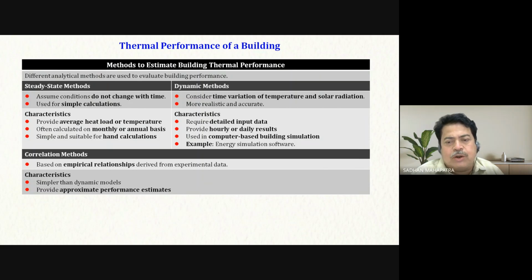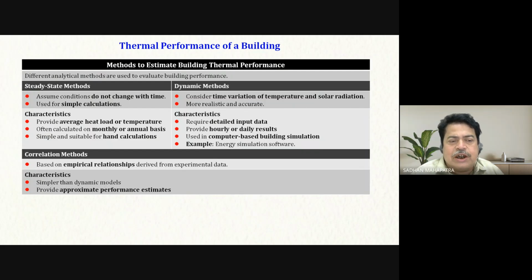At noon it will be the maximum, and in the evening it will be the minimum. Now, if you take that time-dependent solar radiation data, your ambient temperature also changes based on the solar radiation. So you are looking at time-dependent ambient temperature data. That can be used in a dynamic method.